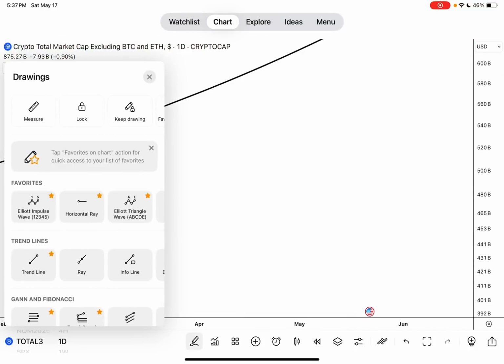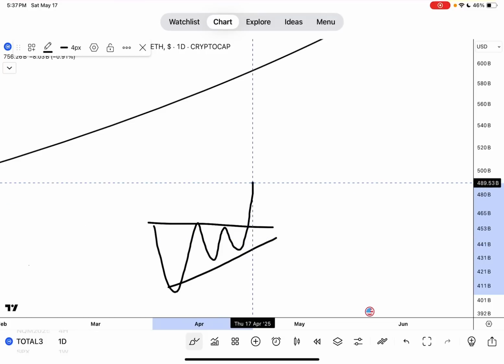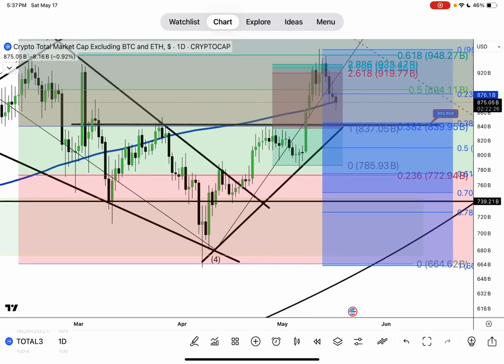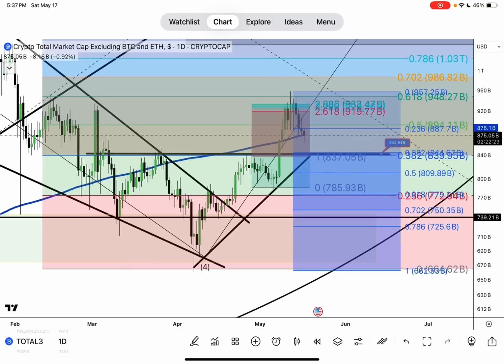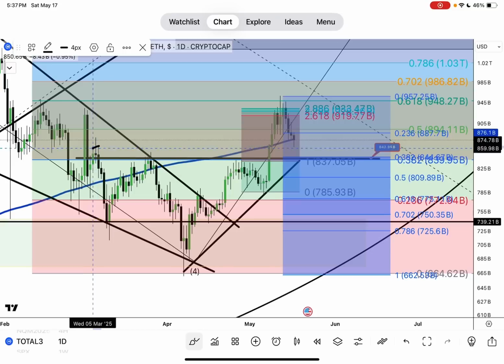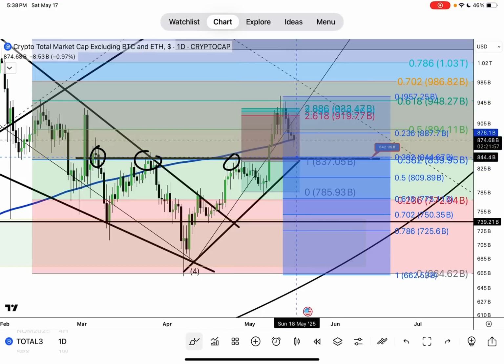Now, whenever you have an ascending triangle, right, you break out of it, come back to tap it as support, and then you have continuation up. So we could be seeing that right now. We could be witnessing that, where we just come down to around 842 billion, 842.95 billion, tap that as support, and then continue on our way up. As you guys can see, how many times we've rejected off of this level, right? Once, twice, 3 times, but we never tapped it as support. So it wouldn't surprise me if we come down there.